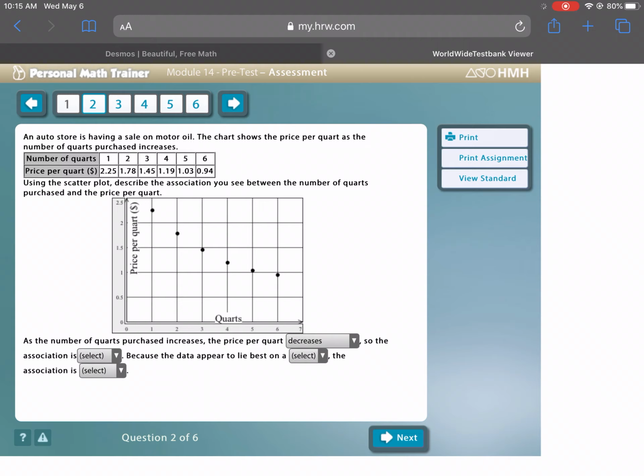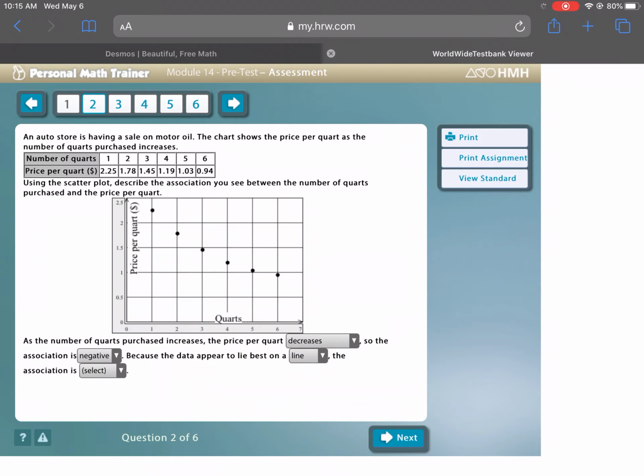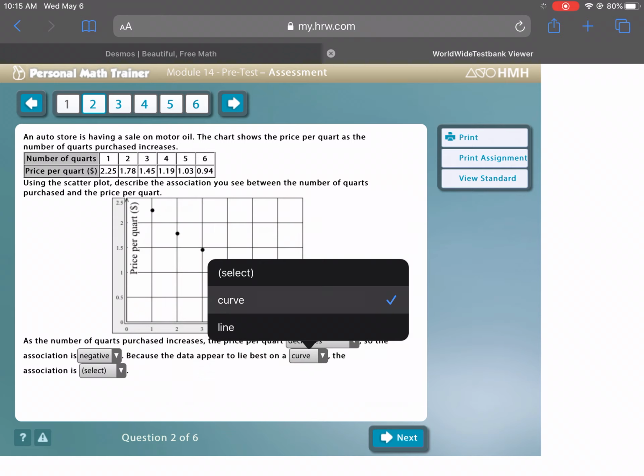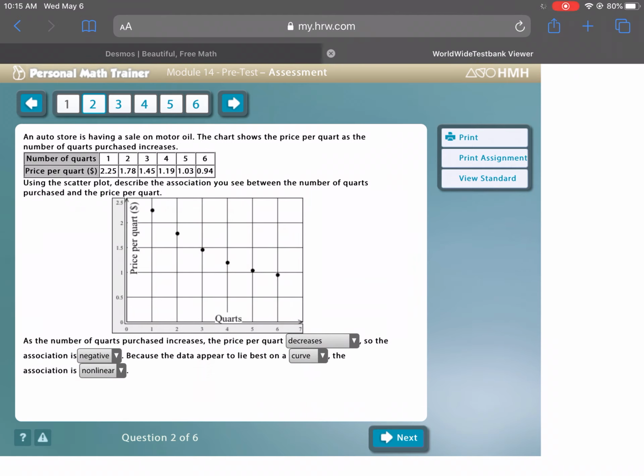So the association is negative because the data appears to lie on, looks kind of like a straight line. No, I'd say this is curved. So the association is nonlinear, so it's not a straight line. You can see how it's straight at first, and then it kind of curves towards the end.